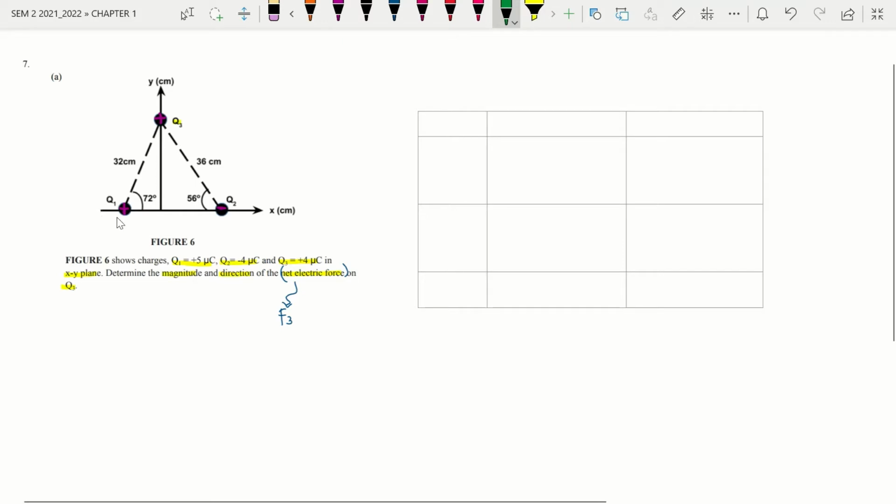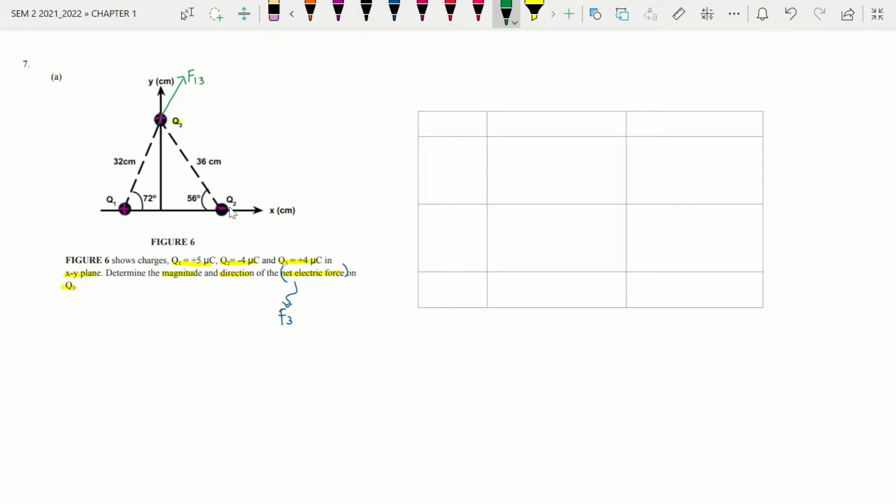So if you look between charge 1 and charge 3, they have the same charges. Both are positive charges, so they are going to repel. So if it's going to repel, we are going to draw the arrow away. Okay, kita akan draw arrow dia jauh daripada charge 1. So this is your force of charge 1 on charge 3.